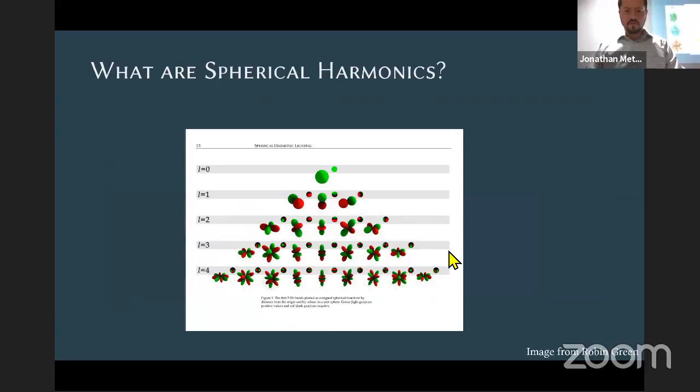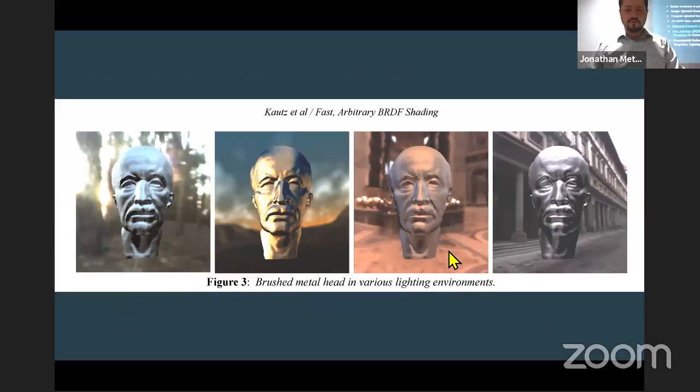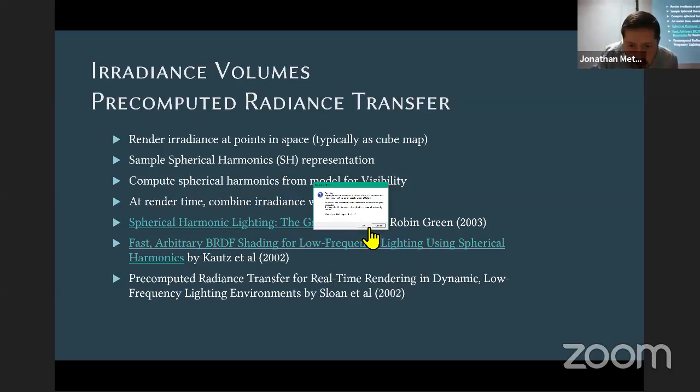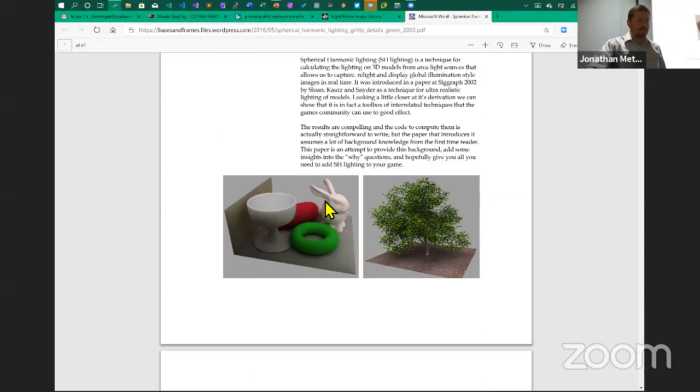If you want some more reading, go check out the spherical harmonic lighting, the gritty details. He talks about how you can get things like color bleeding. If you notice on the bunny, it looks reddish here. That's because when you compute the spherical harmonics for the visibility, you can basically say how much light is coming from even these multiple bounces. You can add in the extra surrounding colors of light. So that's kind of the idea there.